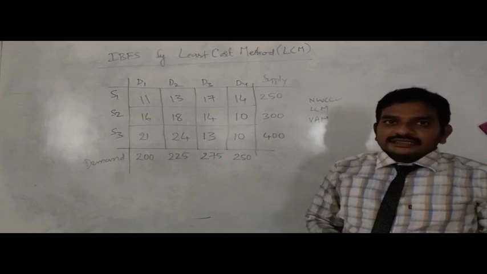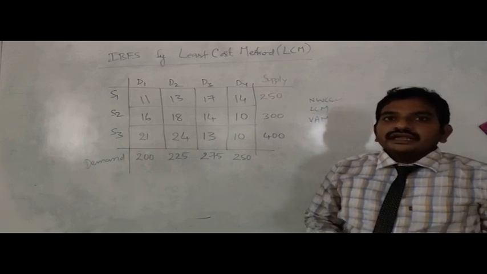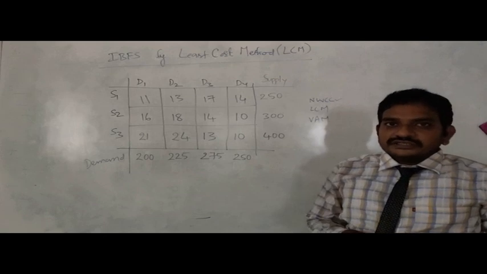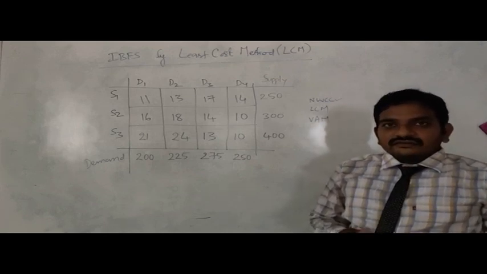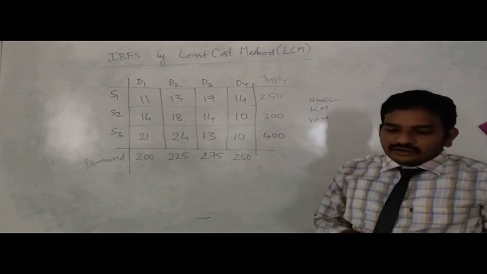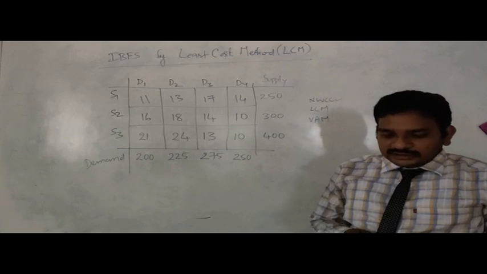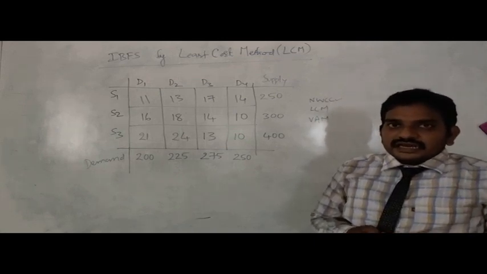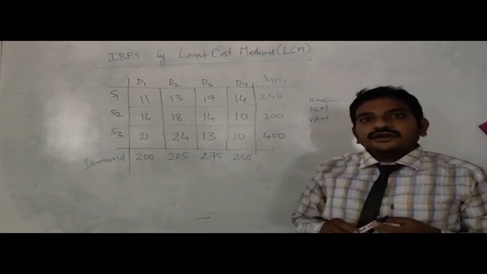What is the linkage between these two, the Northwest Corner Cell method and the least cost method? The drawback of the Northwest Corner Cell method is covered in this least cost method. What is the drawback of the Northwest Corner Cell method? The only drawback of the Northwest Corner Cell method is that it only considers the position, not the cost.